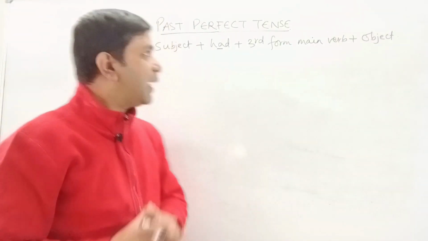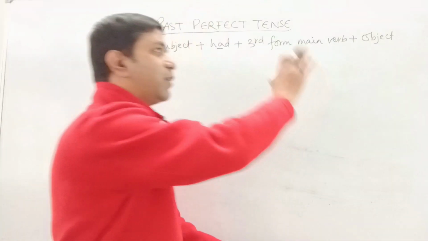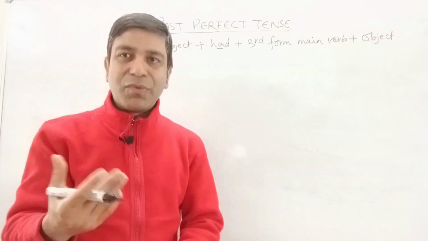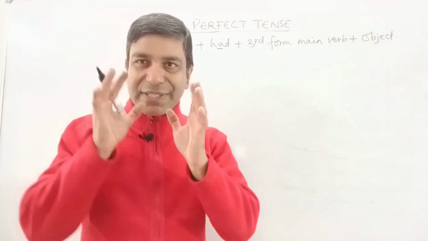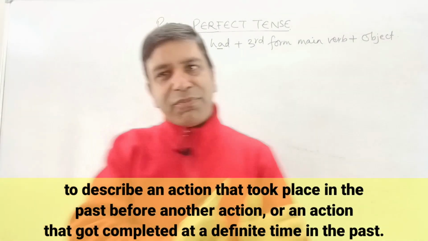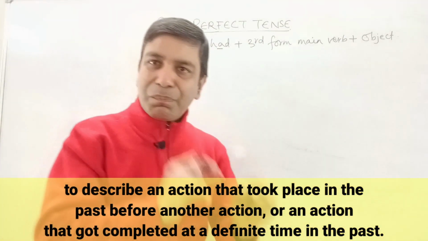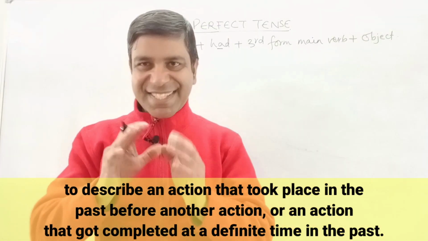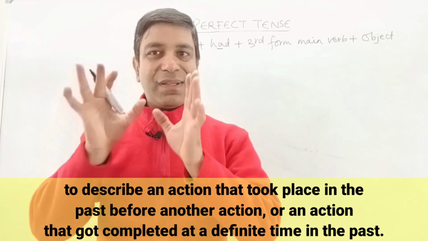Now this is clear that a past perfect tense has a subject plus had plus third form of main verb plus object. Now let us understand when and how a past perfect tense is used. Past perfect tense is used to describe an action that took place in the past before another action or an action that got completed at a definite time in the past. Sounds difficult, isn't it? But with the help of some examples, the idea is going to be very clear.